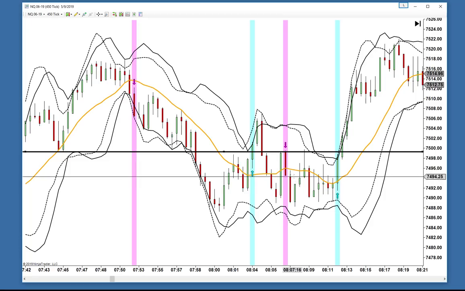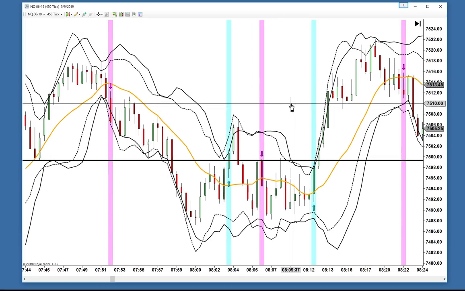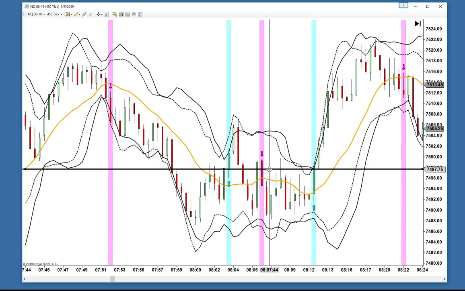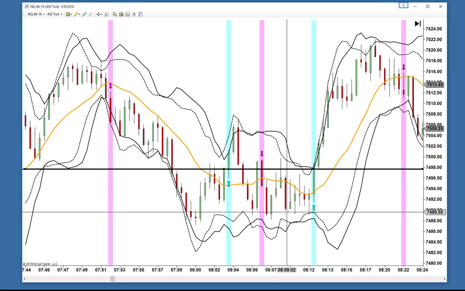That's fine. A little bit of a choppy market period here. And again, in the center of this arrow here, they made a move down, came back and tapped it, and came down again.